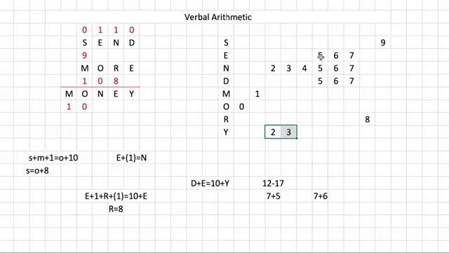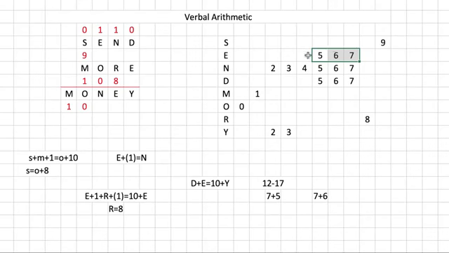So E's maximum values are these. N's value will be like this, and it cannot have 7. Let me slow it down. E plus 1 is N. So N's value will be 1 more than E's value.